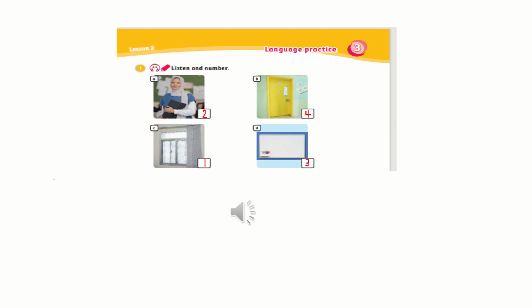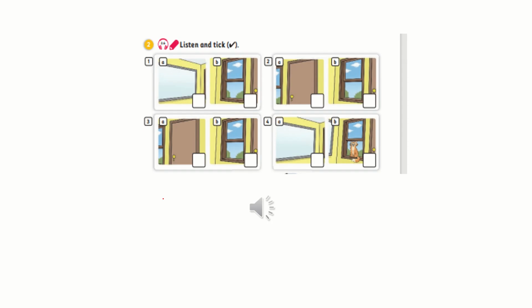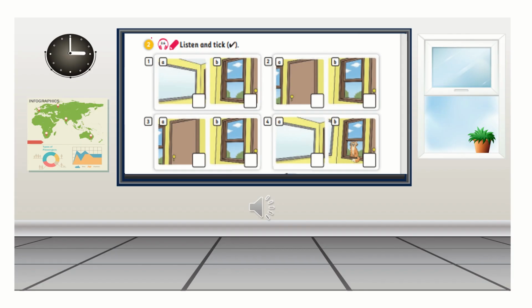Okay, my students, have you finished? Great. Now let's move to task number 2. Here we are going to listen and tick. Great. Here we have how many pictures? In number 1, we have 2 pictures. Number 2, we have also 2 pictures. And here also 2 pictures. And here 2 pictures. Okay, you are going to listen and tick one of these pictures.